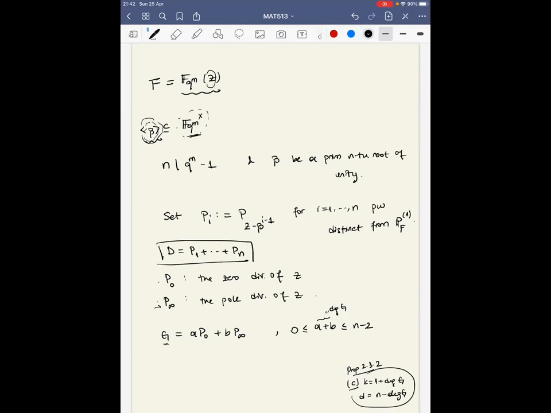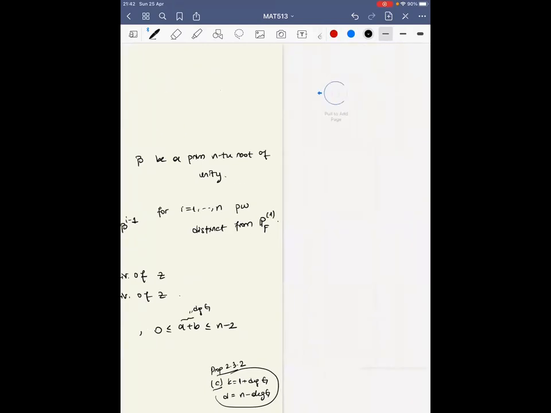In order to define the evaluation of L(G), the functions from the Riemann space of G, at these given distinct places, first we want to understand the structure of the Riemann space L(G).